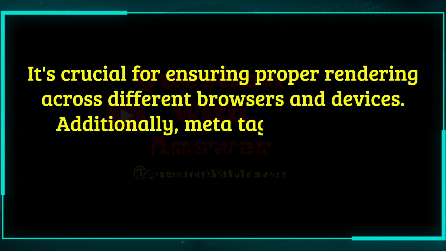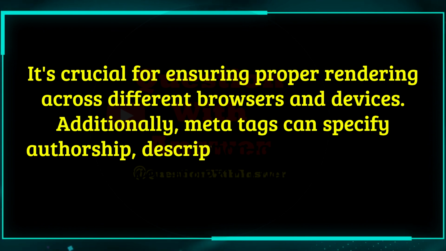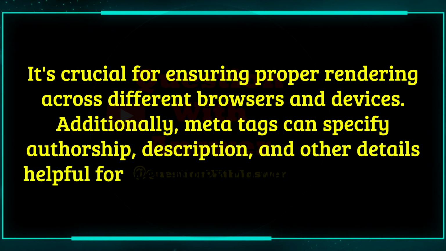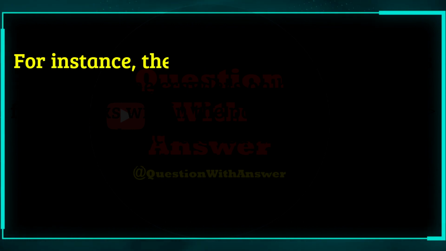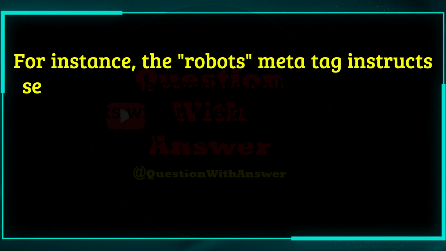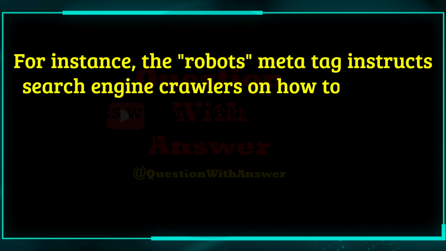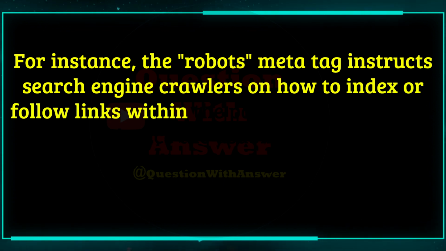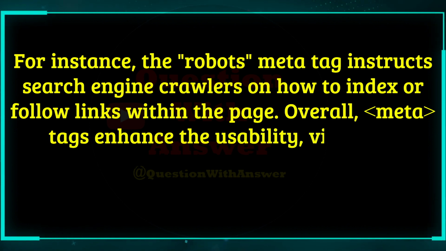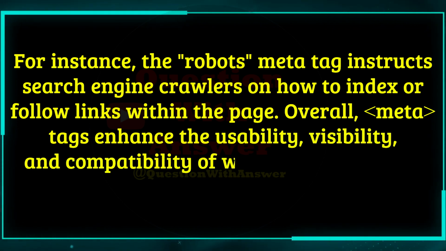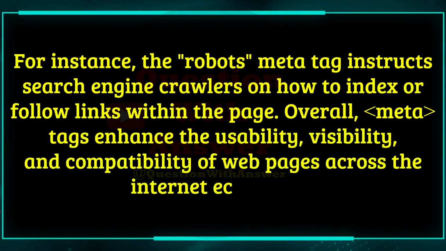Additionally, meta tags can specify authorship, description, and other details helpful for web indexing and accessibility. For instance, the robots meta tag instructs search engine crawlers on how to index or follow links within the page. Overall, meta tags enhance the usability, visibility, and compatibility of web pages across the Internet ecosystem.